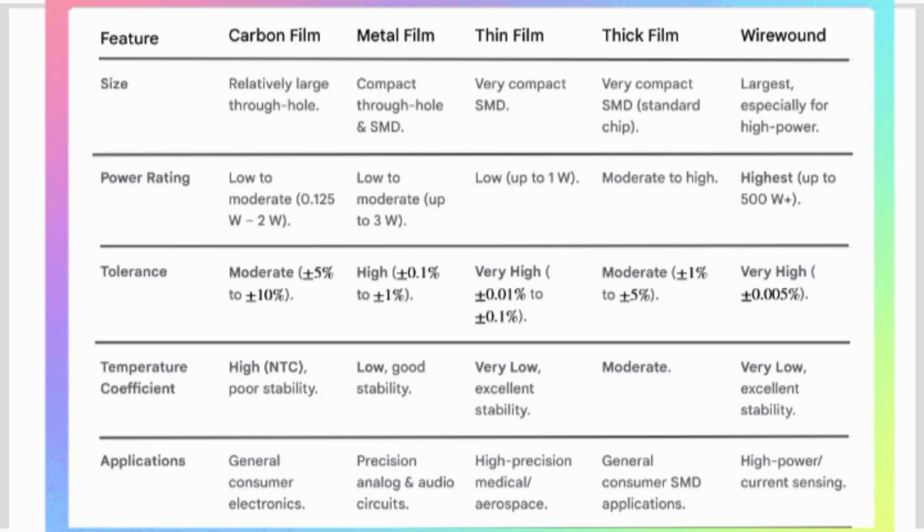Wire wound resistors, made by winding a resistive wire, like nichrome, around an insulating core. They are known for high power handling capacity and accuracy, often used in high power applications. Thin film resistors, made by vacuum depositing a thin metallic layer onto ceramic. They are more expensive, but highly precise and stable. Thick film resistors, made by screen printing a paste onto ceramic. They are cheap, common, but less precise.